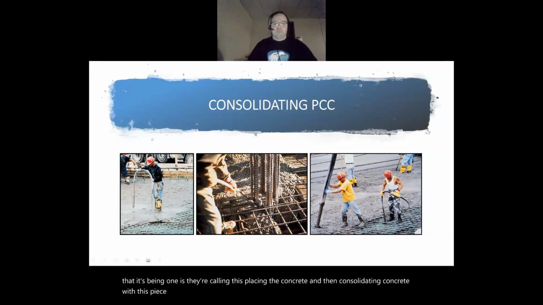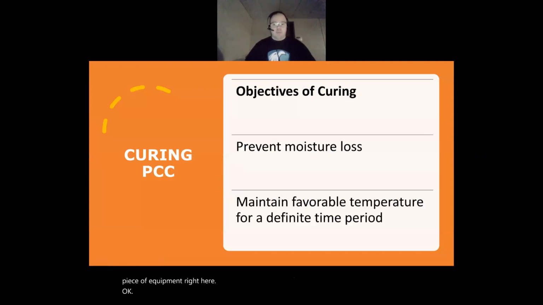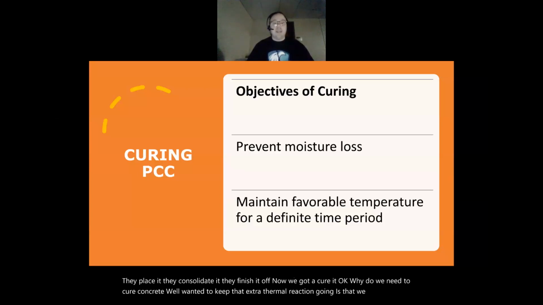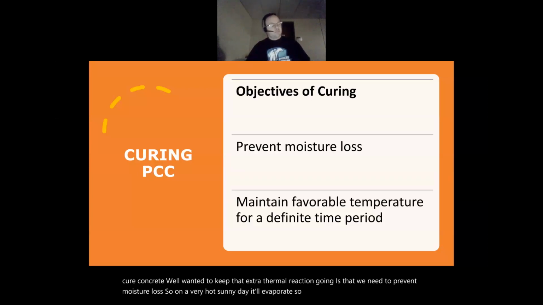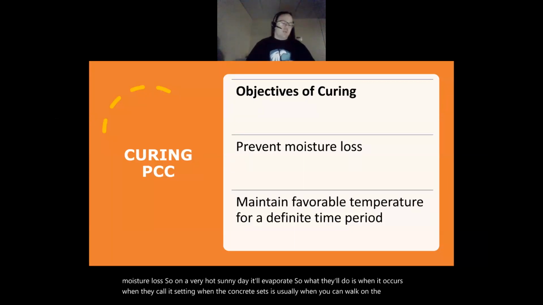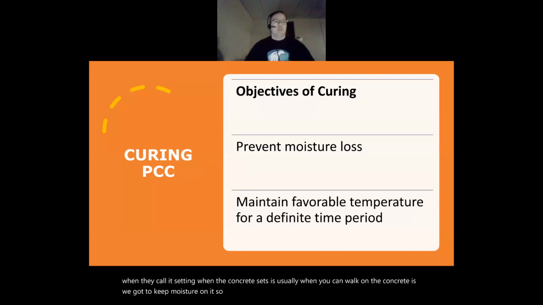So after they place it, consolidate it, and finish it off, now we've got to cure it. Why do we need to cure concrete? One, to keep that exothermic reaction going, we need to prevent moisture loss. On a very hot sunny day, it'll evaporate. When the concrete sets, which is usually when you can walk on it, we've got to keep moisture on it. Like on a concrete bridge, they'll put wet burlap over it and keep it moist.